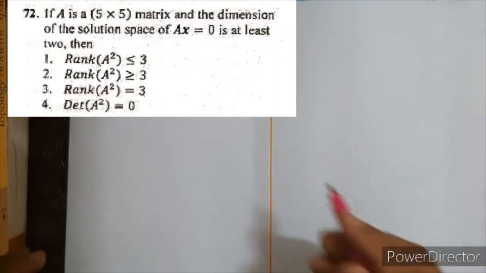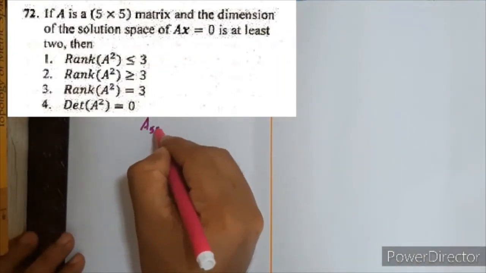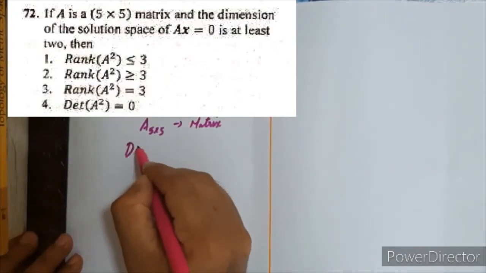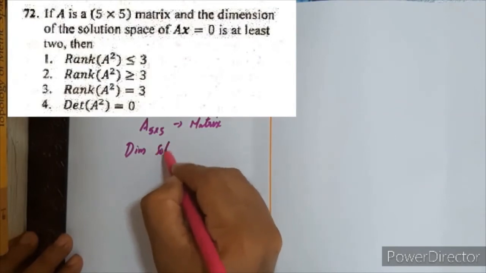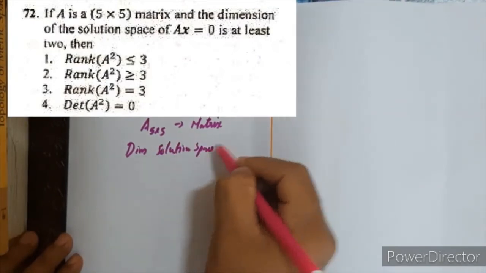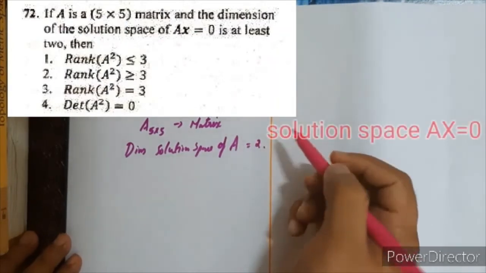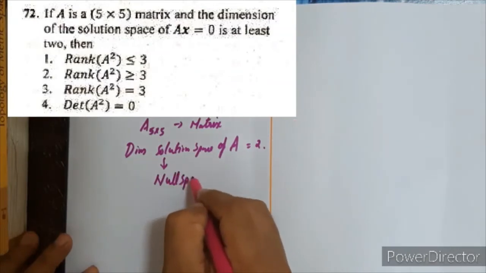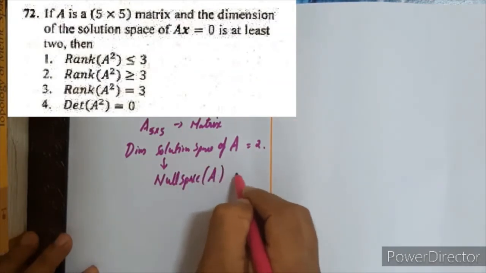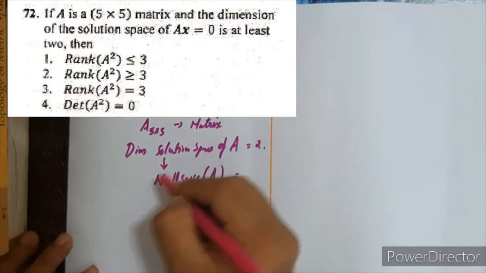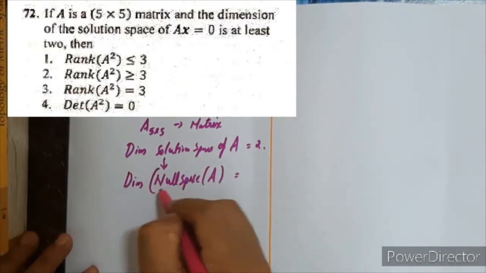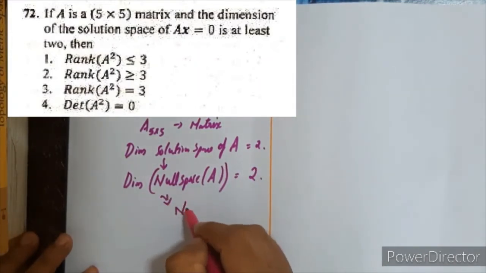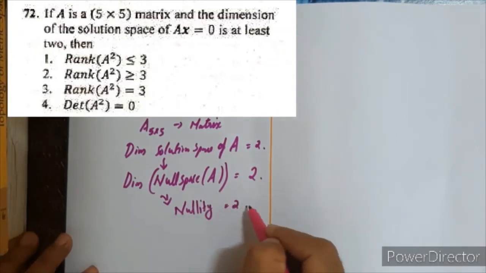Now here, given A is a 5 by 5 matrix and given the dimension of the solution space of A is equal to 2. What do you mean by solution space? It is called the null space of A. Then the dimension of the null space of A is equal to 2, and this is called the nullity. So nullity is equal to 2, given.